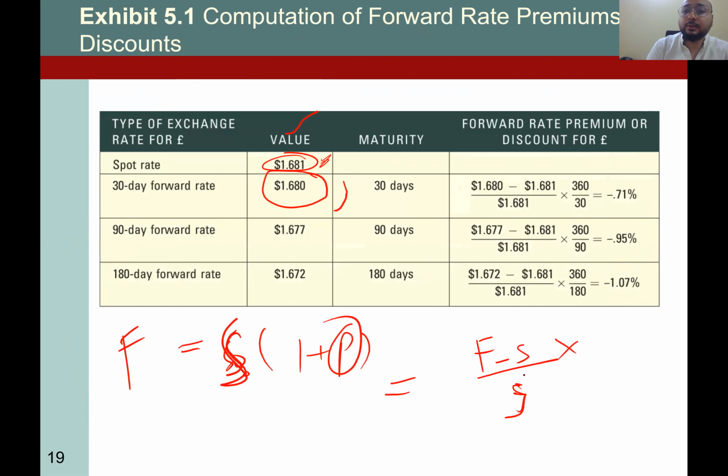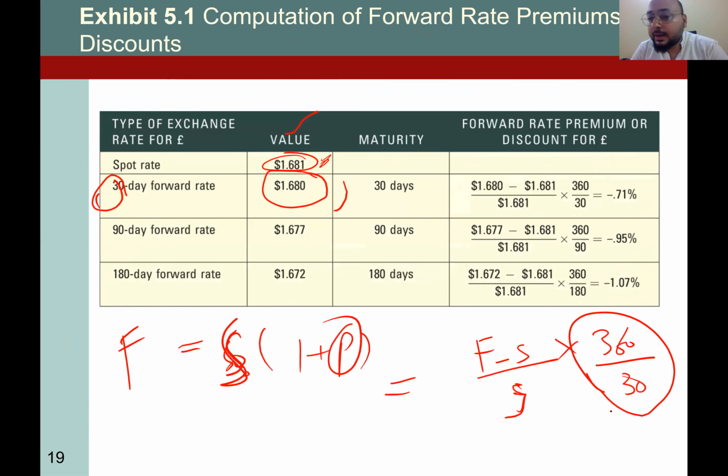Multiply by 360 over 30, since this is not a year, this is for 30 days. One year consists of 360 days, and we are talking about 30. So the answer would be 7.71%. Right, guys? You need to divide this by the number of days: if 90 days, there would be a 90 here; if 60 days, there would be 60 here. See?